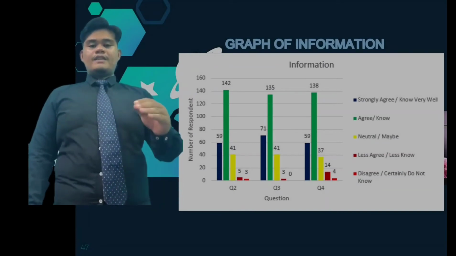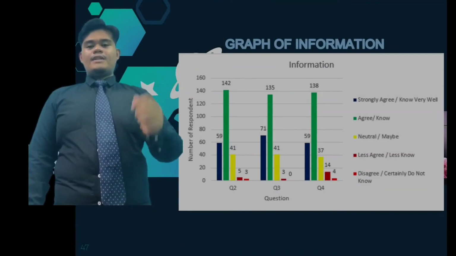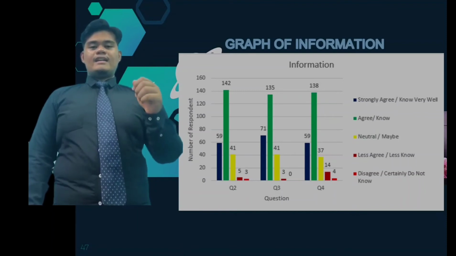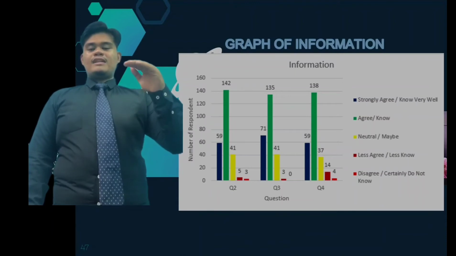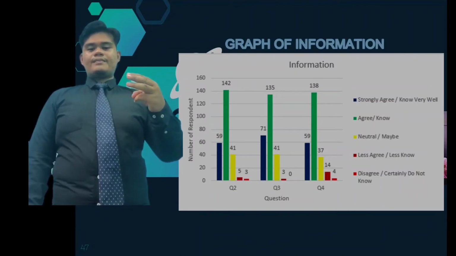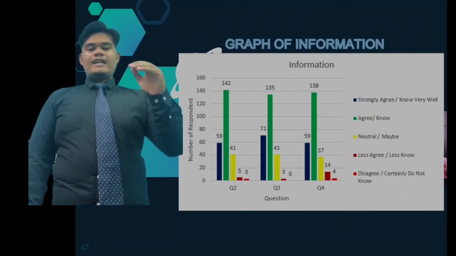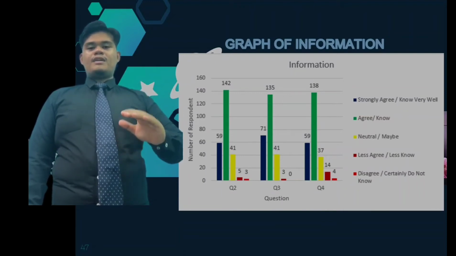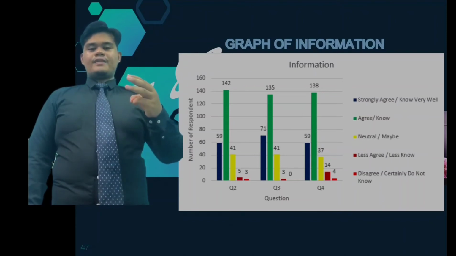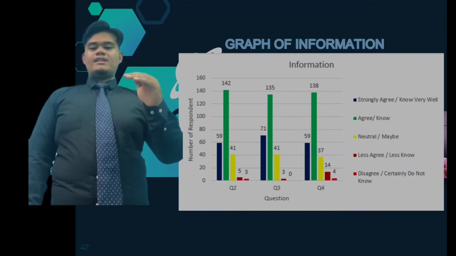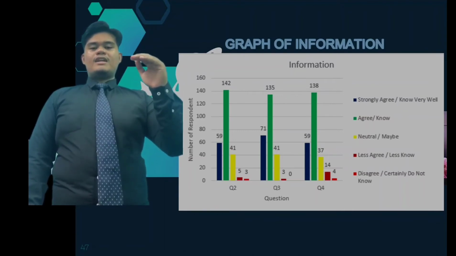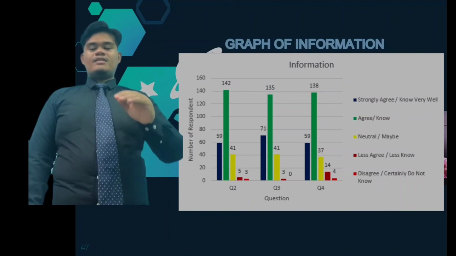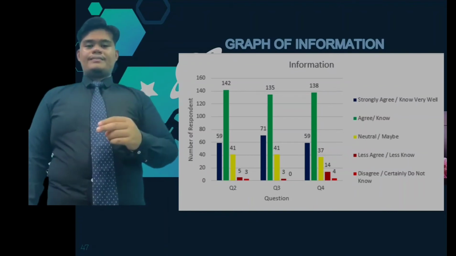So the last phase for objective 3 is information. The highest number of respondents who selected agree was 142, and the lowest number of respondents who responded disagree was 3. For question 3, the highest number who selected agree was 135, and the lowest who responded less agree was 3. For the last question for information, the highest number who selected no was 138, and the lowest who responded certainly do not know was 2.